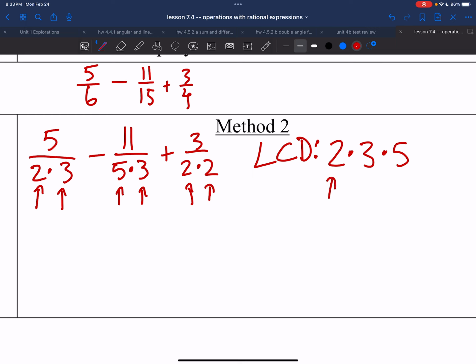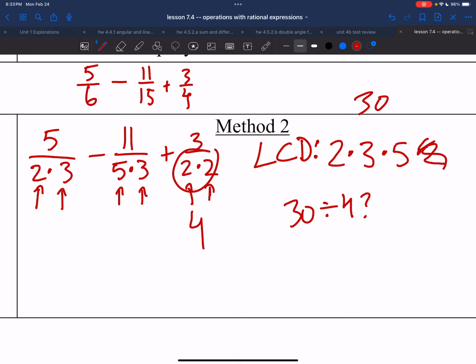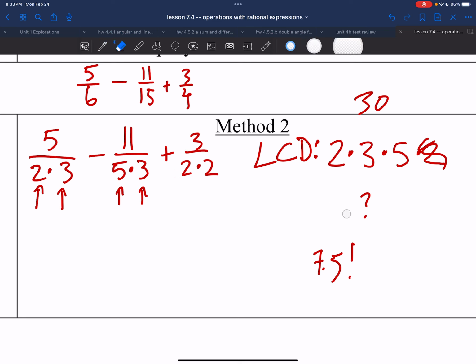So the LCD is going to need another 2 because this denominator is 4. And if I didn't have this 2, the LCD would be 30. But is 30 divisible by 4? No, 30 is not. That's like 7.5, right? And I don't want that, so I have to have the other 2 here.